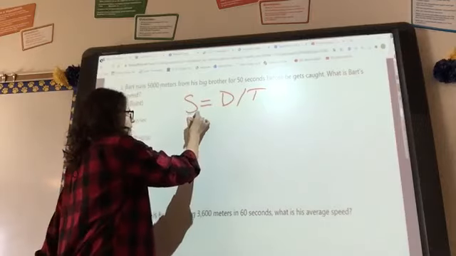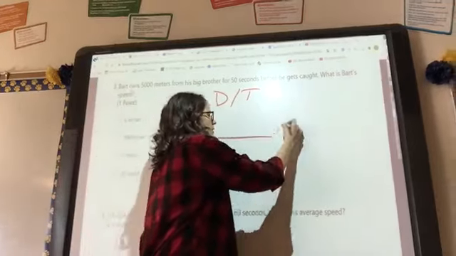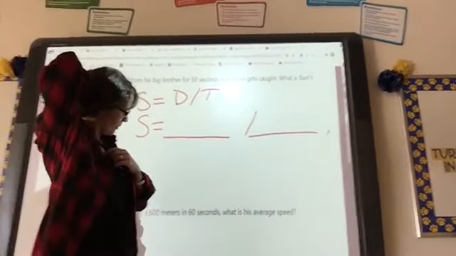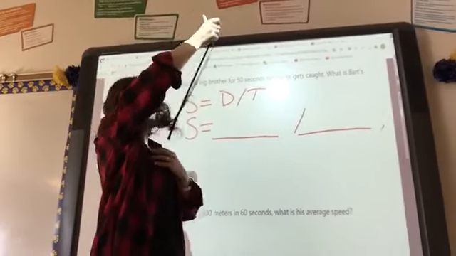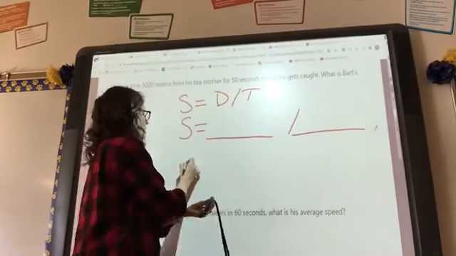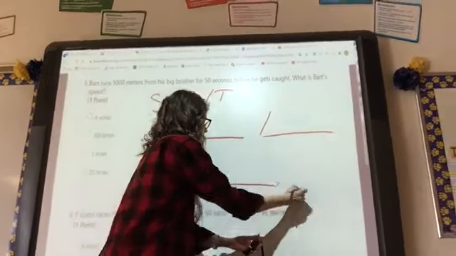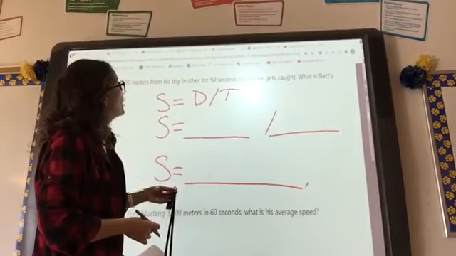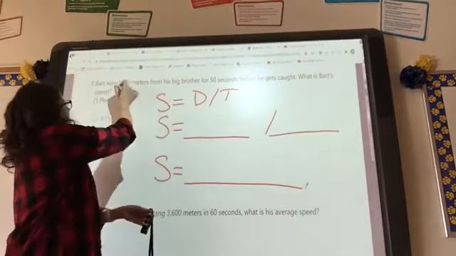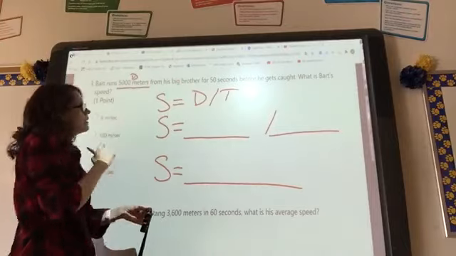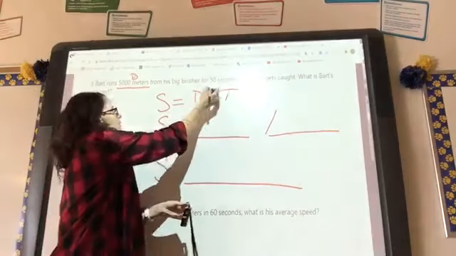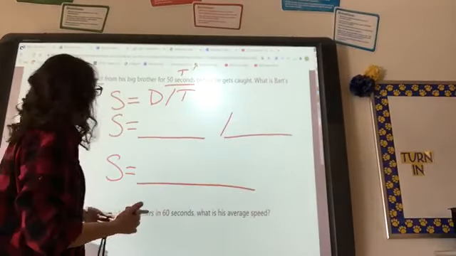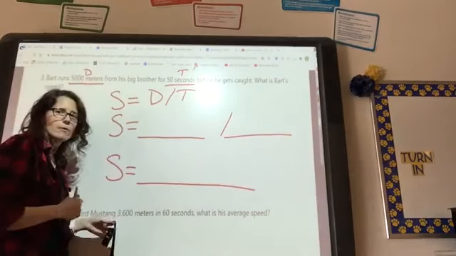We need to go ahead and set this up. S equals, there's a spot for our distance, a spot for our time. This thing's going all over the place. Let me see what I can do here. Okay, and then a spot for our answer. Okay, so we need to look up and find our distance first, and that's going to be 5,000 meters. I'm going to put a D on top there so we know it's distance. And then we've got 50 seconds. I'm going to put a T up there so that we know that's time. And we need to just plug those numbers into our formula, right?